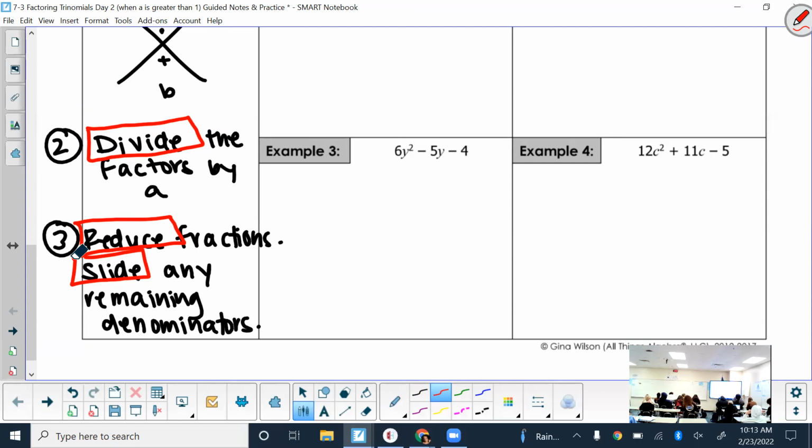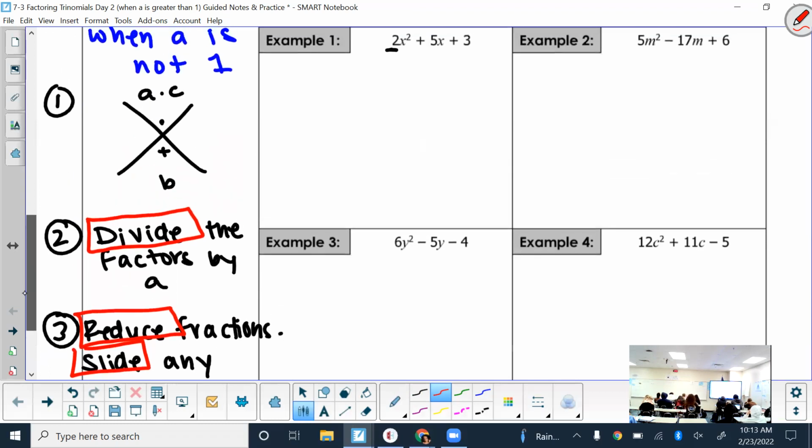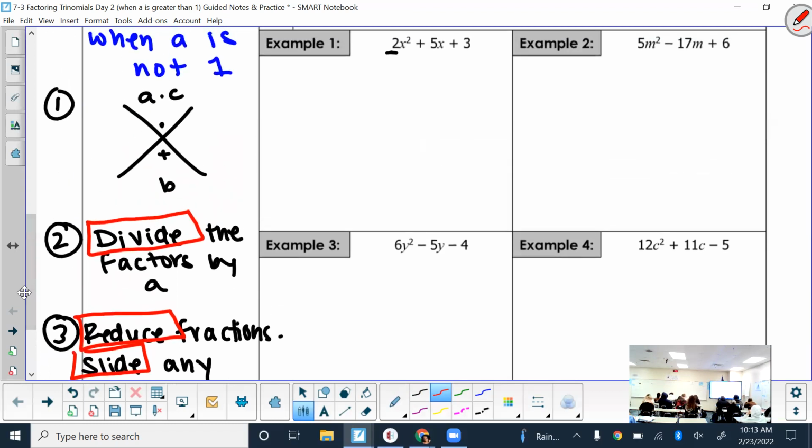All right. You're welcome to use other methods if you find ones you like better, but I think this one will be the simplest. So example 1. We see the leading coefficient is not 1. We still make a diamond, but we just have to remember to add these extra steps after that.